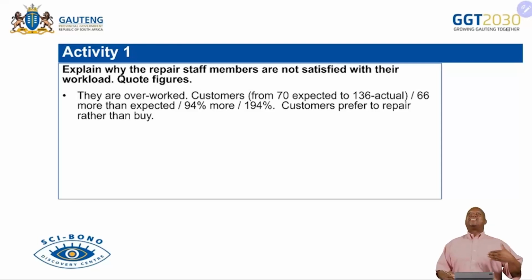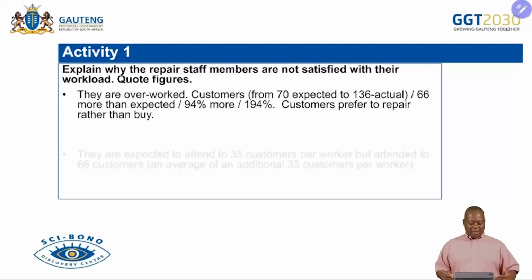That's a 94% increase. So customers prefer to repair rather than buy. So it therefore means, we would rather decrease the sales staff because people are not buying, and increase the repair staff. Why? Because people are preferring to repair than buying. Hard times call for hard measures.